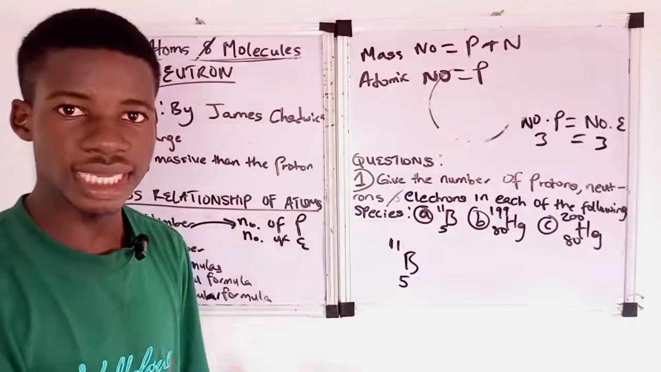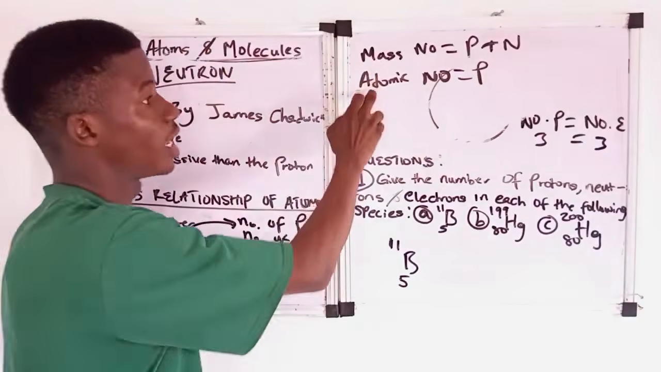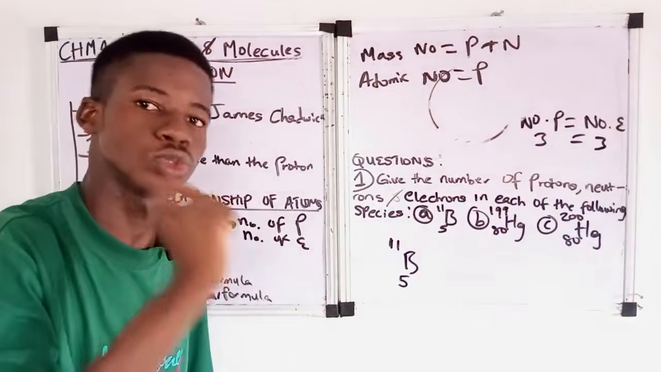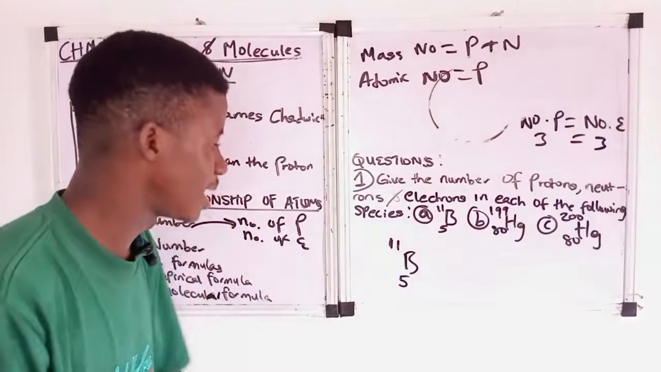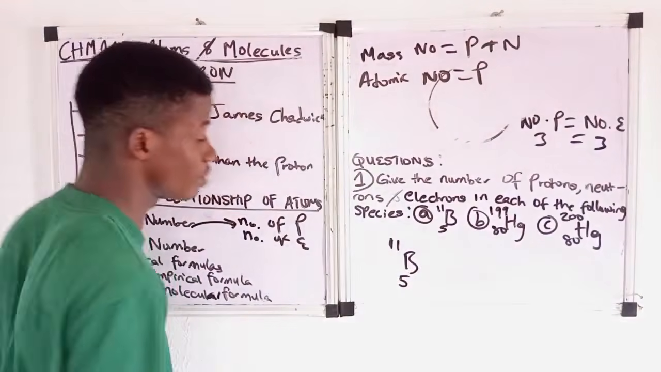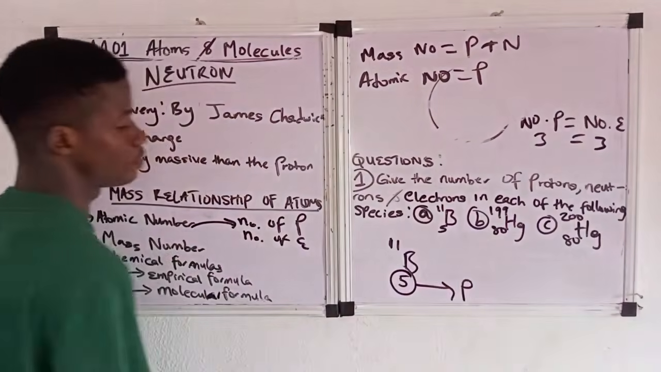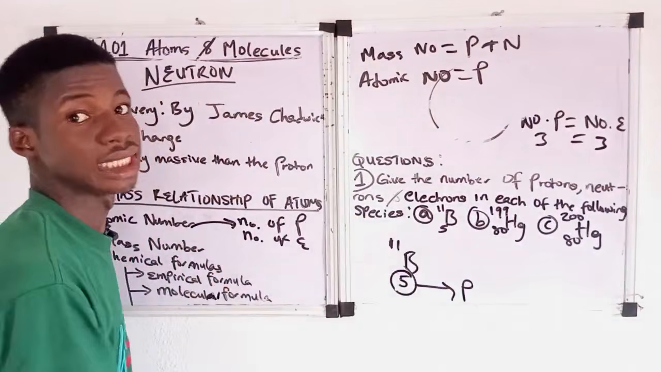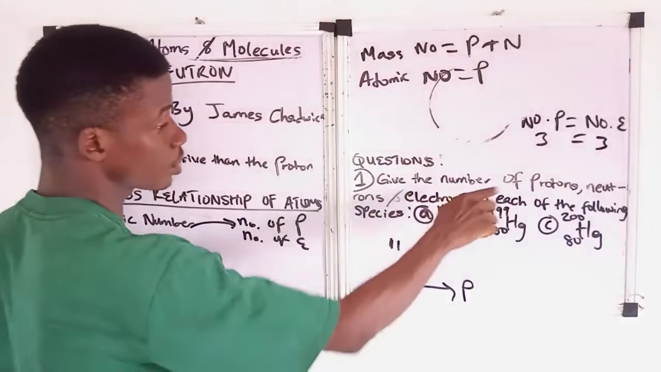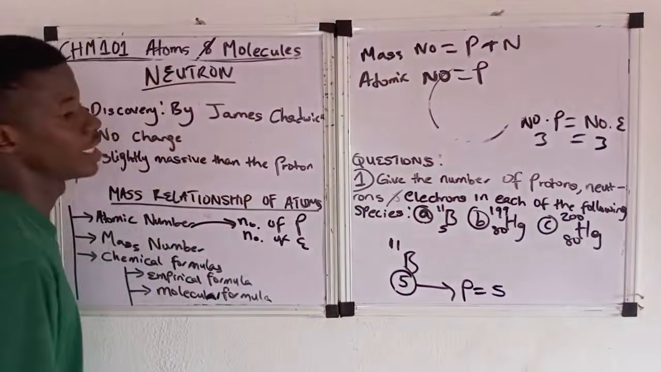It's very easy. Remember I told you that the number of protons in an atom is known as the atomic number, right? And where is the atomic number here? This is the atomic number, which is the number of protons in an atom, right? Therefore this is the proton number. This is the atomic number, which is the same thing, the number of protons in an atom, right? So the number of protons in this atom is 5, right? Yes.